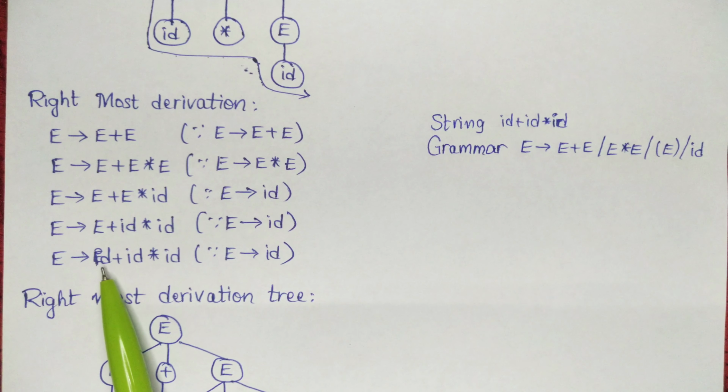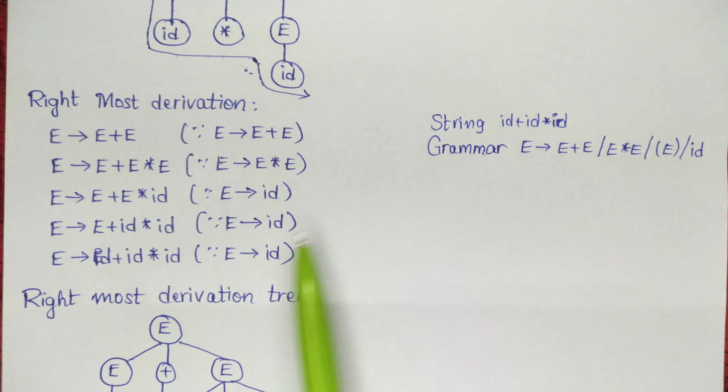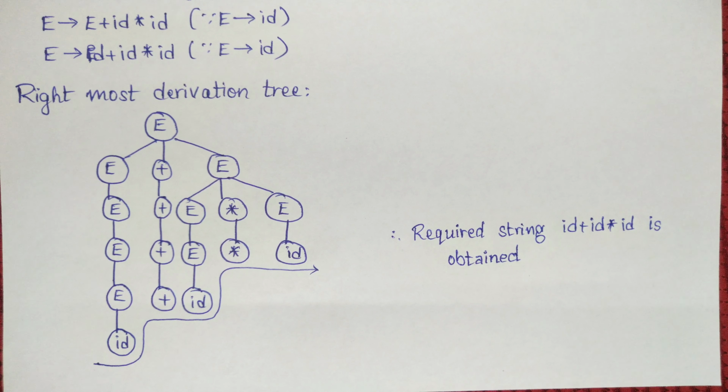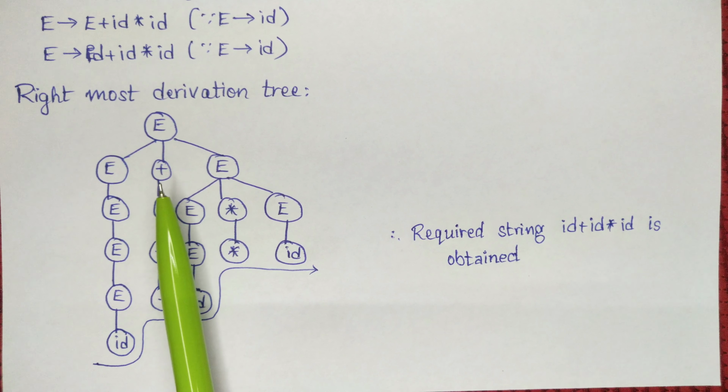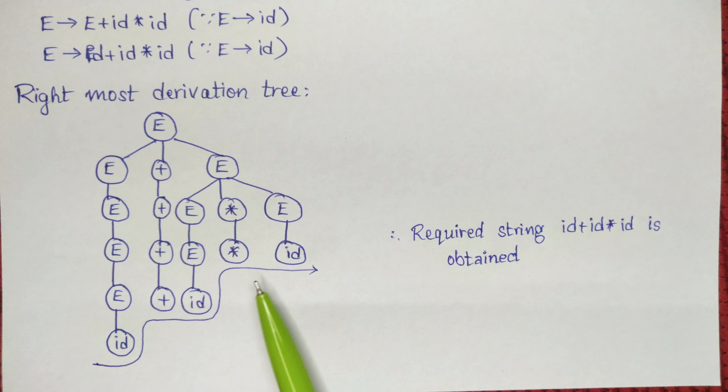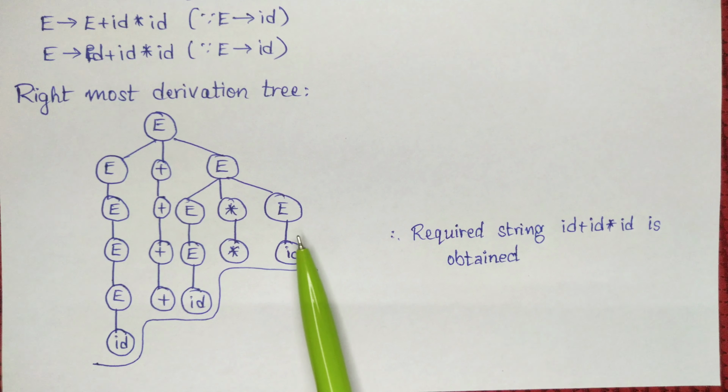So the required string ID plus ID into ID is obtained. Now let's see how to construct the parse tree from the rightmost derivation. In the first step we got E plus E from this E and then E into E from this E. We have both the productions E produces E plus E and E produces E into E. And we also have E produces ID. Replace these E's with ID one after the other, every time in a single step, to form the required string. So collecting from the leftmost terminal to the rightmost terminal, we get the string ID plus ID into ID. So the required string is obtained.